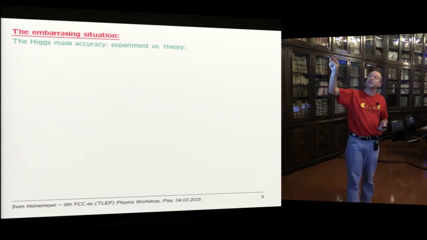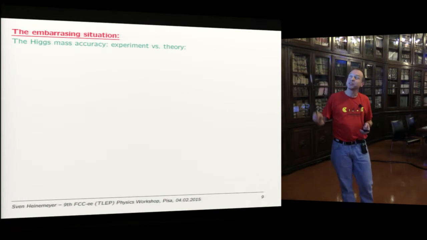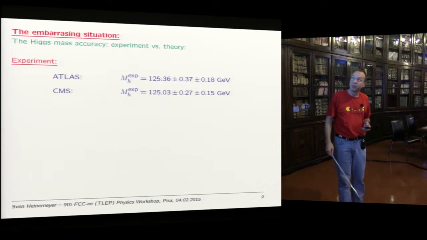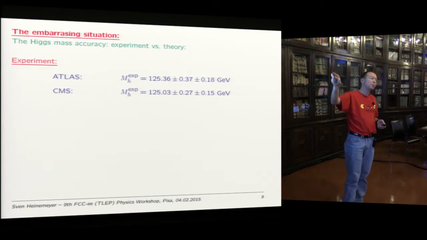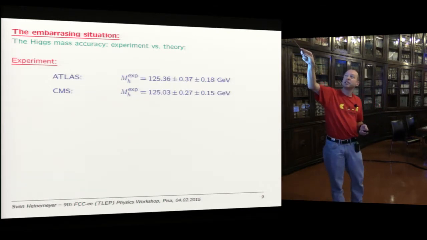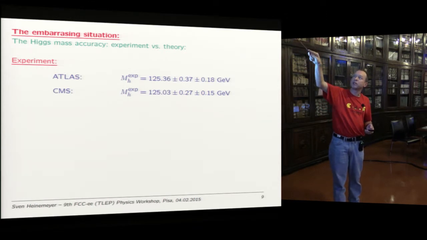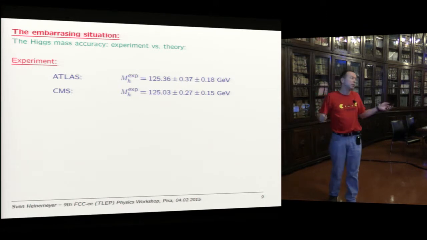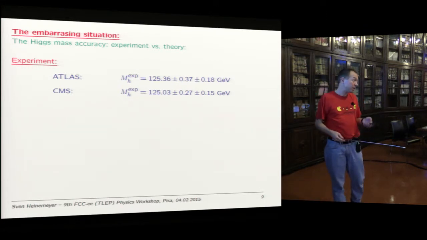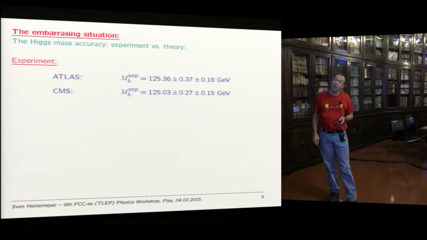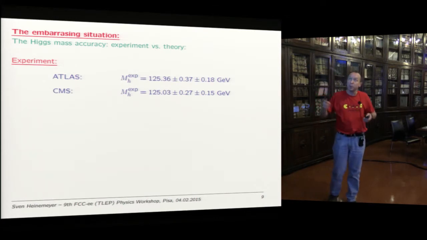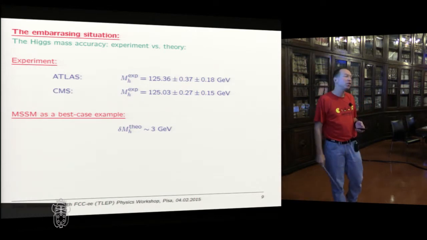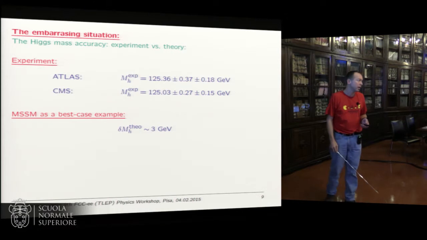Because this is one of my favorite topics, I'd like to stress again this embarrassing situation concerning the Higgs boson mass. If one looks at the current experimental precision, the latest ATLAS and CMS values, the central values agree quite well, and the uncertainties are at the 200-300 MeV level. If you combine them, you go down to a 250 MeV uncertainty, something like this. However, if you compare it in the best evaluated model beyond the standard model, which is the MSSM, one is still at an uncertainty of roughly 3 GeV, so one order of magnitude larger.